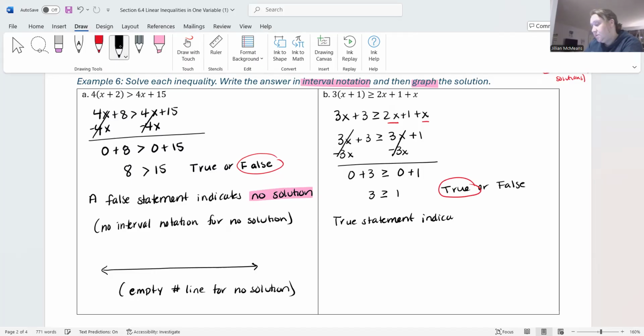indicates that x is all real numbers. You don't want to say infinitely many solutions here because all inequalities have infinitely many solutions. In this case, we're saying legitimately the entire number line works. So you really do want to put x is all real numbers.